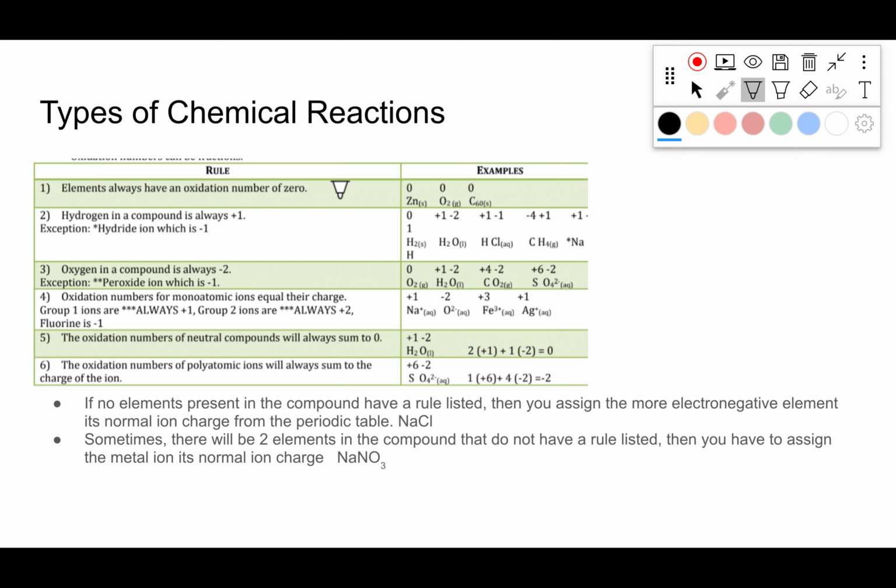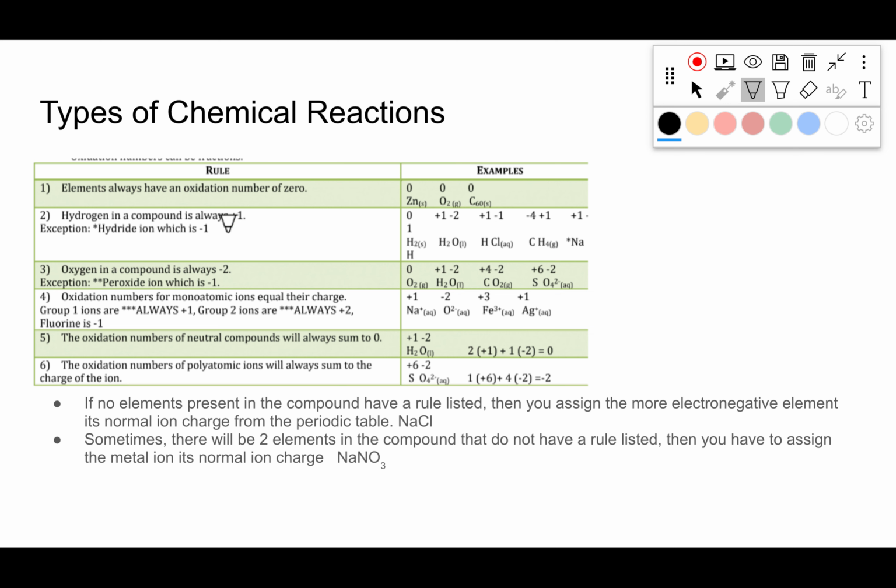Rule 1, elements have an oxidation number of 0. So if I have just zinc, it's 0. If I have O2, which is a diatomic element, but it is considered an element, it is 0. If I have carbon 60 in its pure form, which is a solid, it is still 0. So no matter what the subscript is, if it is just an element, then its oxidation number is 0.